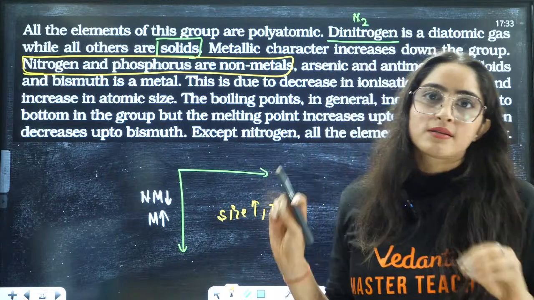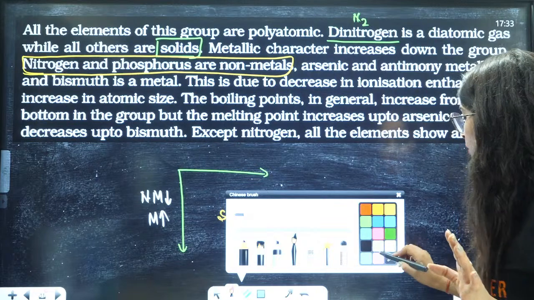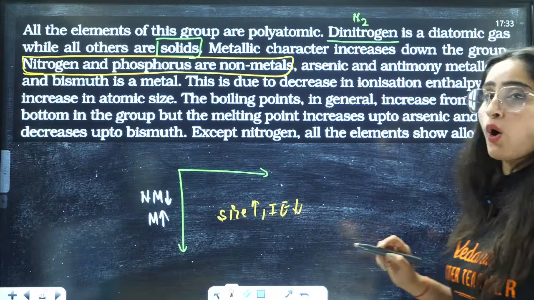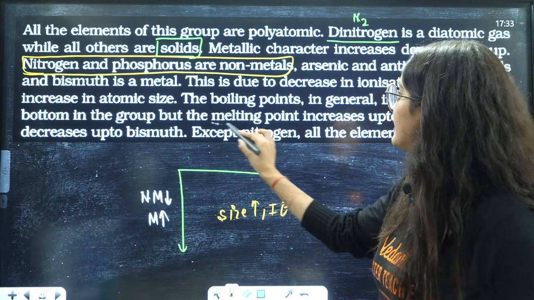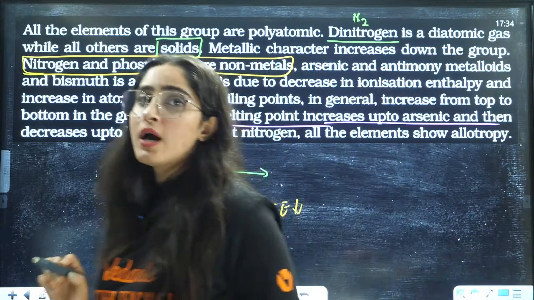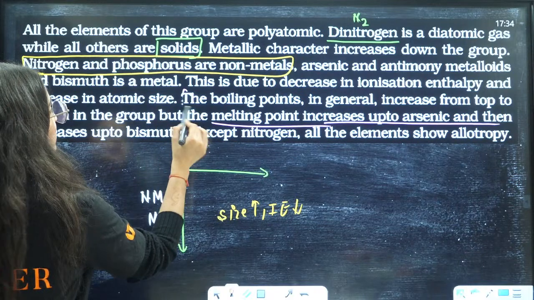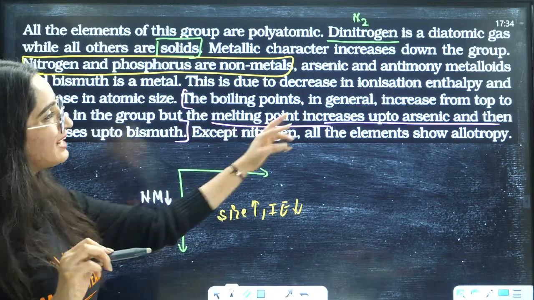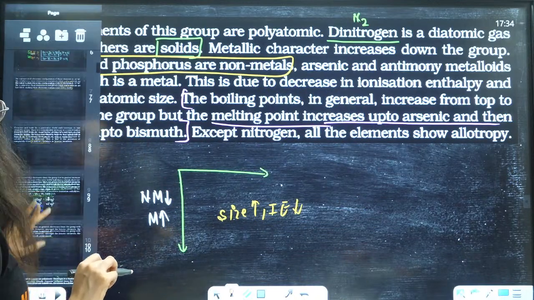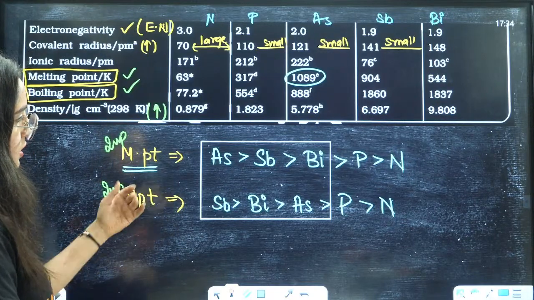Now this is the exception that we have. Here is what we need to focus on. They are saying that the boiling point in general increases from top to bottom in the group, but the melting point increases up to arsenic and then decreases up to bismuth. So now they are talking about the boiling and the melting points. The boiling point in general increases from top to bottom.